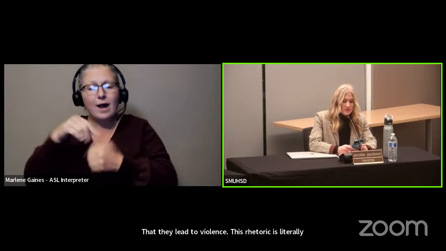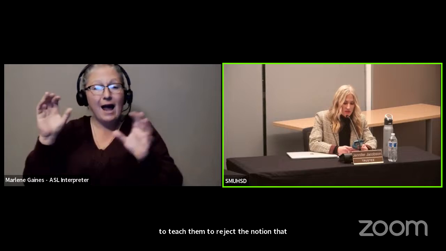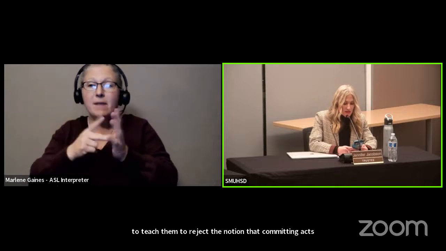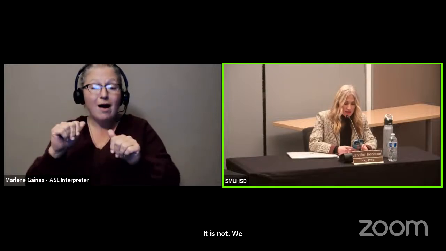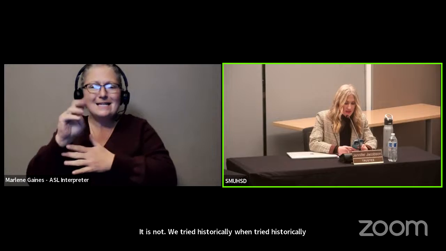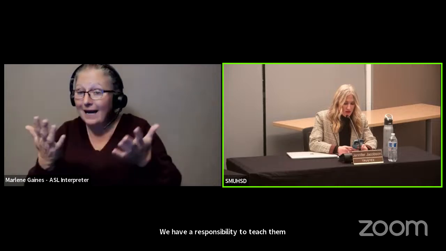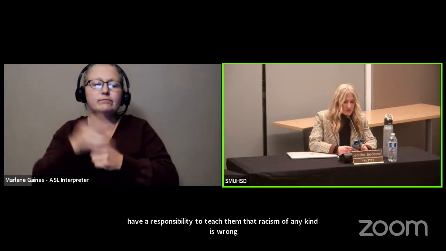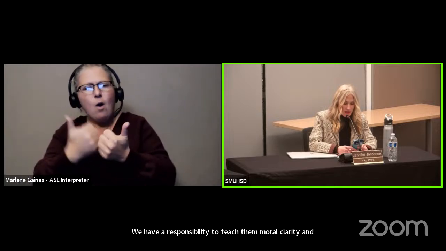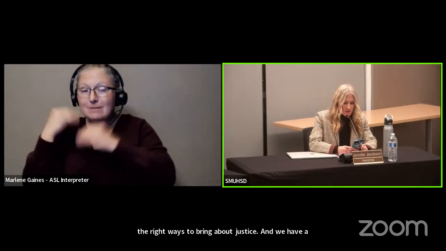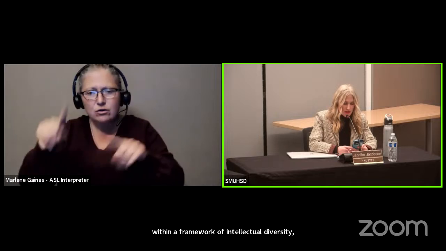We have a responsibility to our young people to teach them to reject the notion that committing acts of terrorism is a form of liberation that leads to justice. It is not. When tried historically, it has not led to democracy or peace, and it never will. We have a responsibility to teach them that racism of any kind is wrong. We have a responsibility to teach them moral clarity and the right ways to bring about justice. And we have a responsibility to teach them how to explore all of this within a framework of intellectual diversity, open inquiry, and civil discourse.